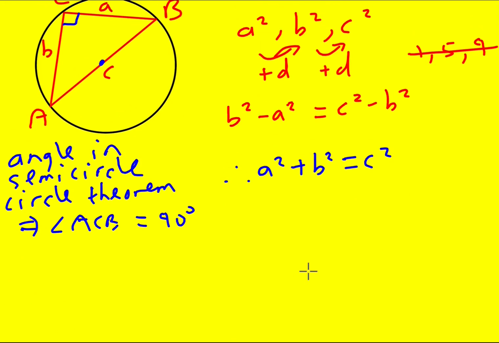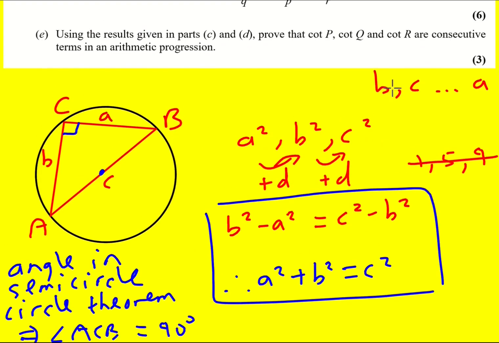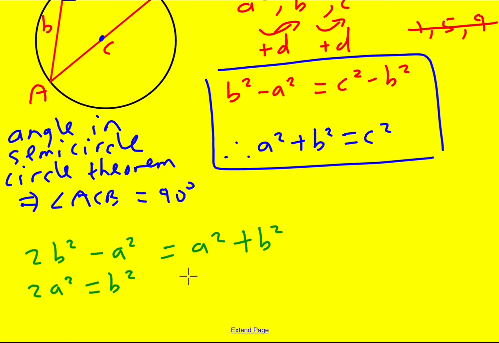So I can replace c squared by that. I can combine these together. First of all, I can write down that it's 2b squared minus a squared, I've just added the b squared to both sides, will equal a squared plus b squared. And actually that means that 2a squared will equal b squared. So I was asked to write down b in terms of a. Now remember, they're going to be positive, so we can just take the positive root. b is going to be root 2 a.